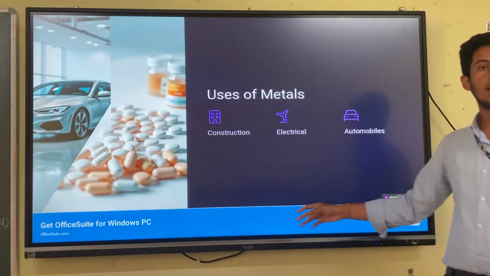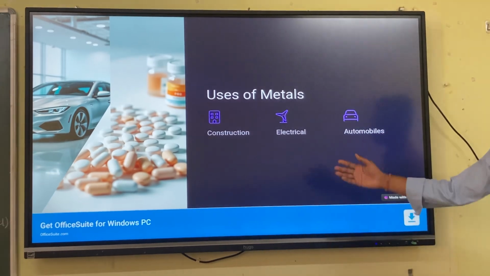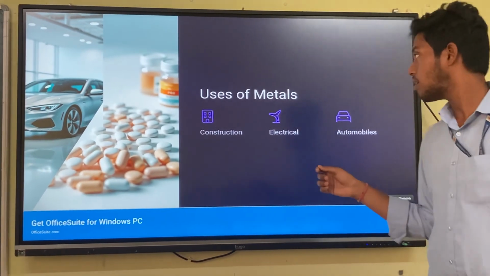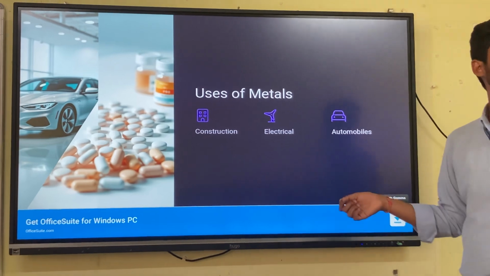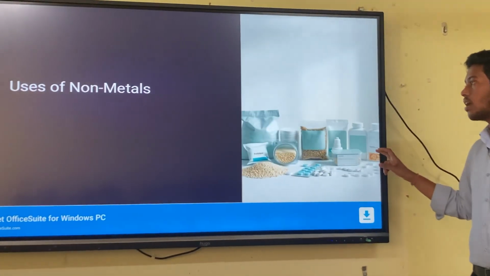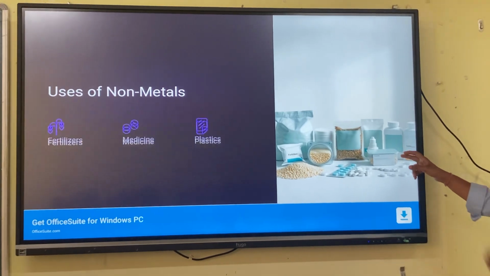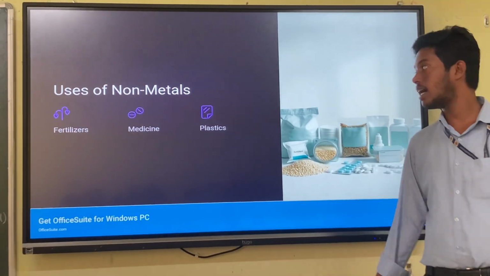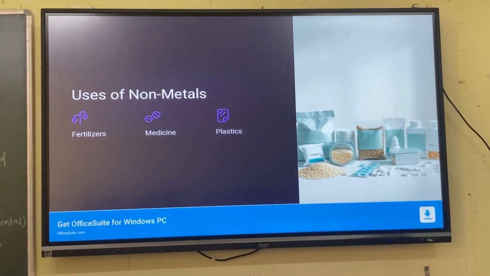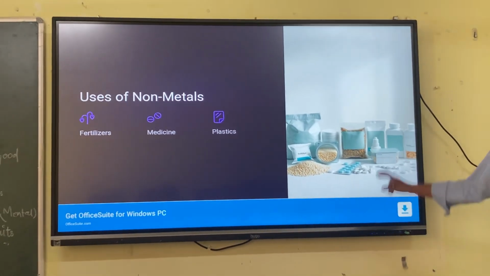Uses of metals: we use metals in construction and electrical wires. Mainly copper is used for wiring, and also in automobiles. Uses of non-metals: they are used in fertilizers like urea, and in medicines and plastics.